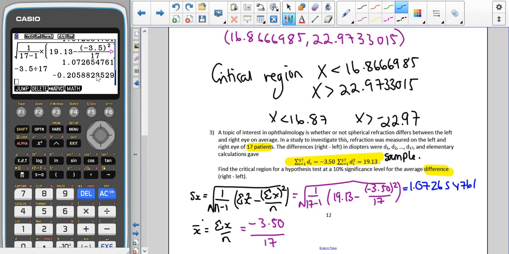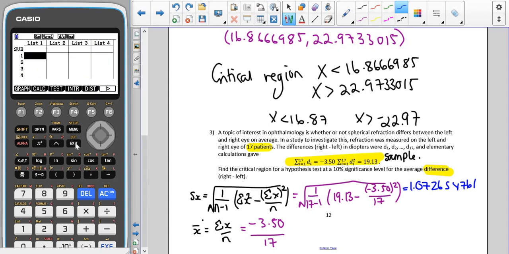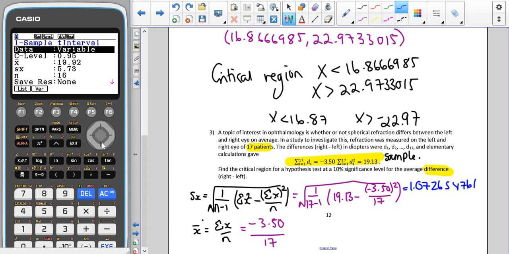Again, that gives us quite a long decimal, so I am just going to be typing this in for my mean to keep that level of accuracy when I'm calculating my confidence interval. So I'm going back to the statistics part of my calculator. Remember, because this is a small sample and we have only the sample standard deviation, we are going to be using t. So we have to go into Int T 1-sample.